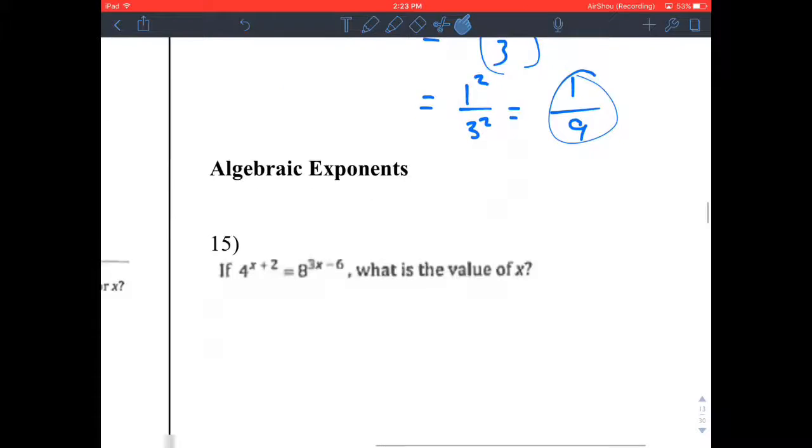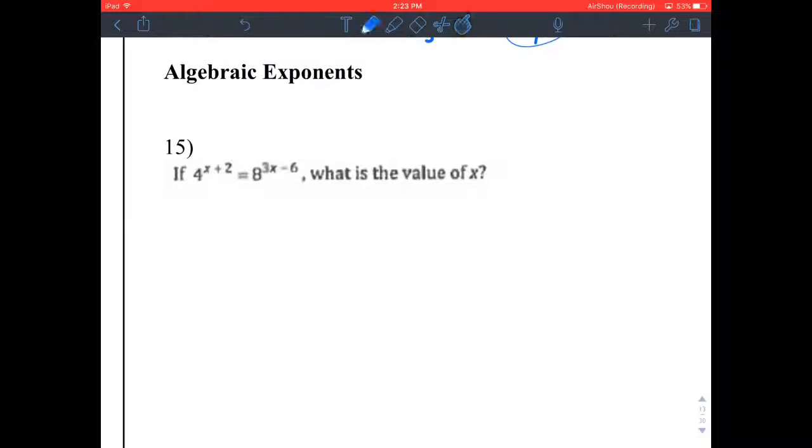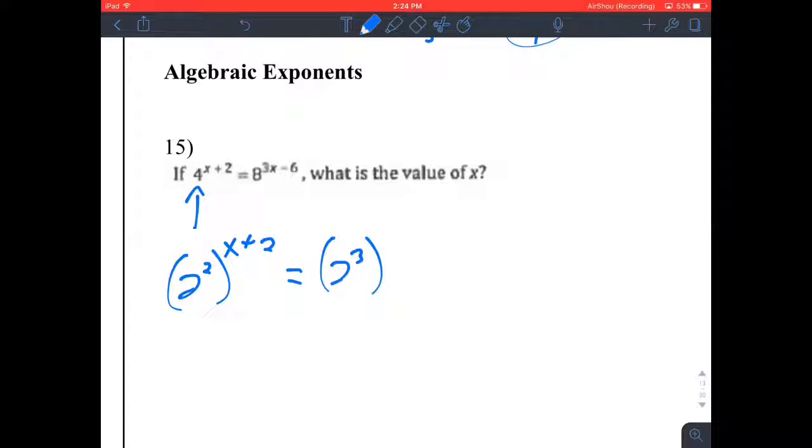One more. Here we have exponents that are variables. We want to get these bases, 4 and 8, to be the same number. If we can get those to be the same number, we can set the exponents equal to each other. 4 is the same as 2 squared. There was already an exponent, so I'm going to put that in parentheses and put the original exponent on the outside. 8 is the same as 2 cubed. Put that in parentheses because that was already raised to an exponent of 3x minus 6.